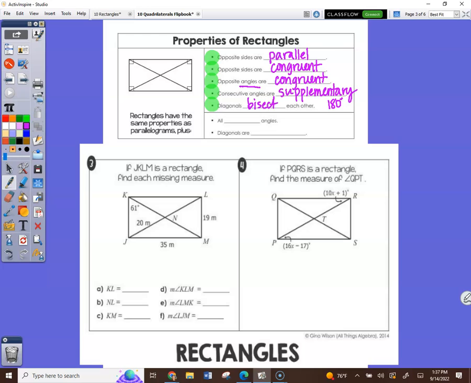Okay, two new ones. You should already know them. Take a second, read the two new ones, and lightly with your pencil fill in what you think. And let's see if you get it right.